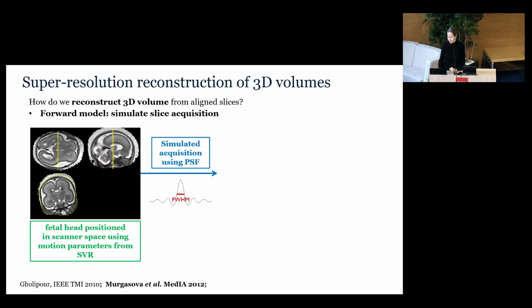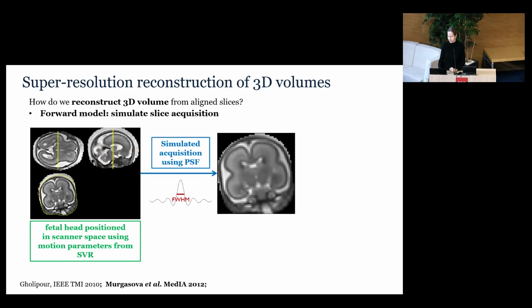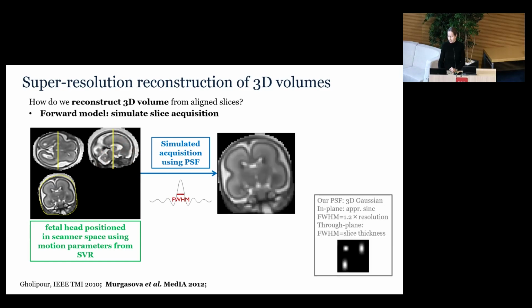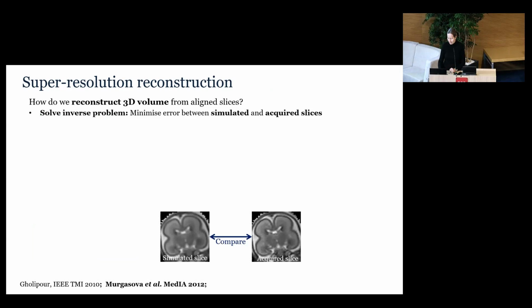Then we apply the point spread function and we simulate the slice. And in my software, it's a 3D Gaussian, which is kind of a decent approximation of the point spread function, but it's not 100% accurate. And then we solve the inverse problem. It's maybe the most simple to understand when we use gradient descent.